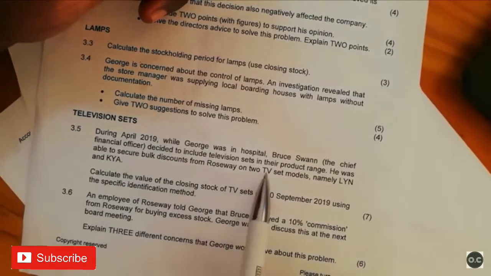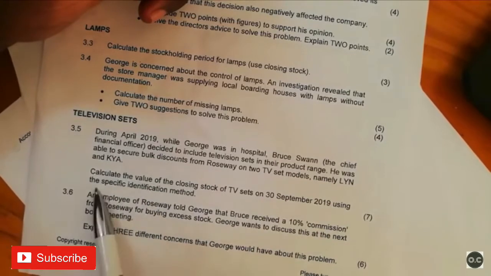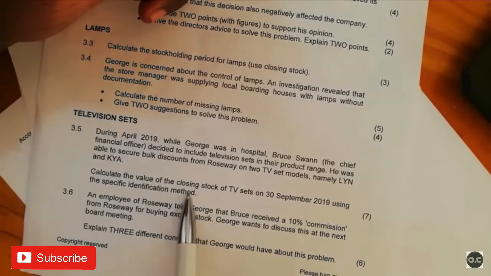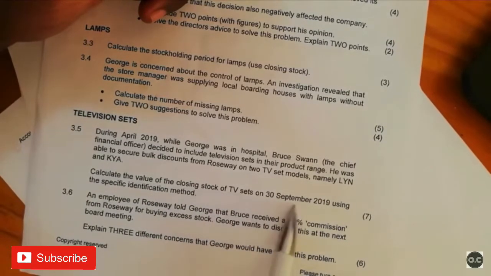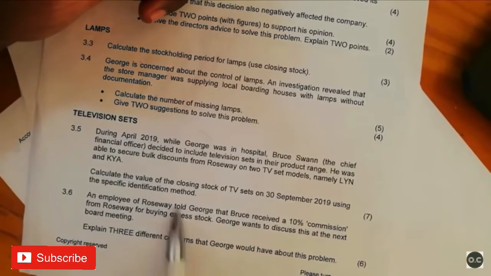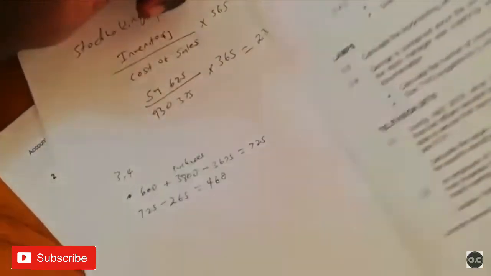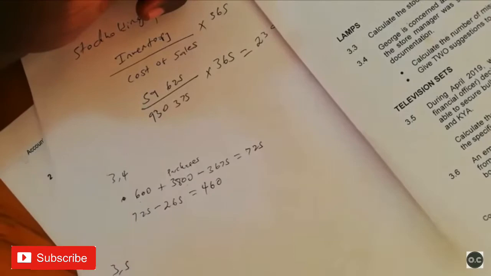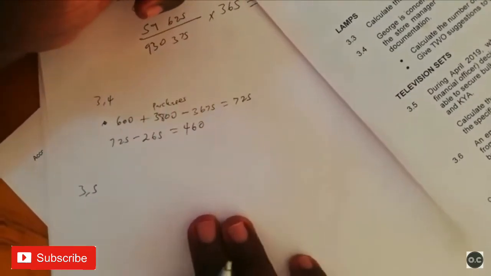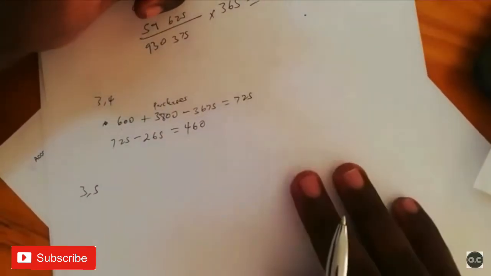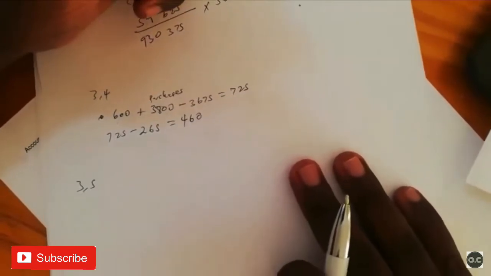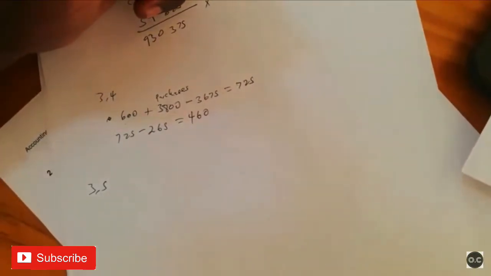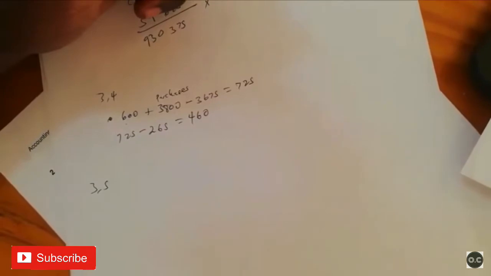Now, he bought a lot of these TVs, I guess, and now we have to calculate the value of the closing stock on 30 September using what? Specific identification method. This is what we are looking for, right? So we're going to go straight to 3.5. I've already given you the idea of what specific identification is trying to do, right? With the specific identification method, what we're trying to say is you can specifically identify certain things and then value them according to their model or whatever, right?